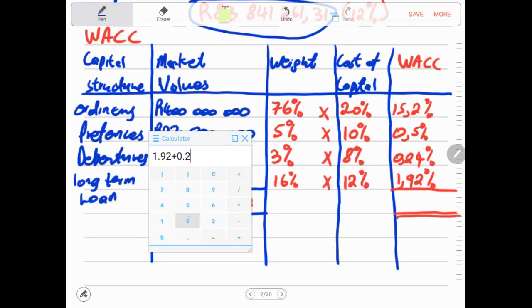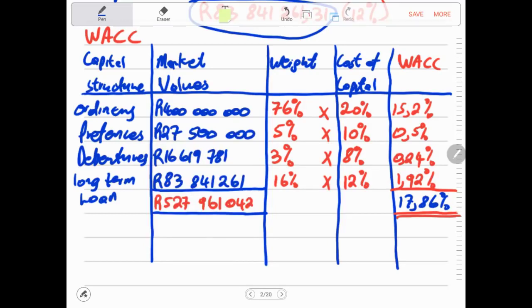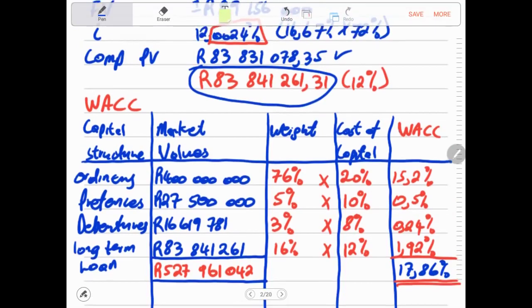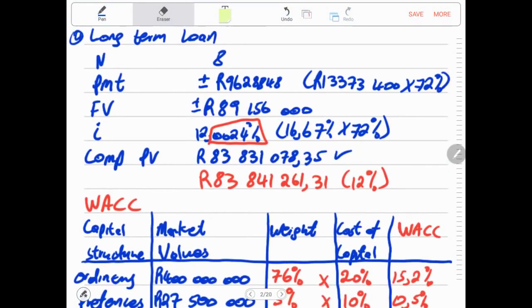1.92 plus 0.24 plus 0.5 plus 15.2, it gives me 17.86%. So this is our weighted average cost of capital. And I hope you have mastered this, more especially where there is maturity.